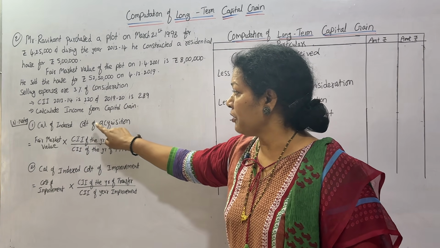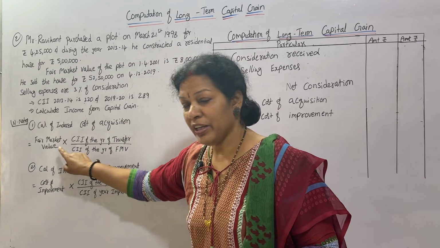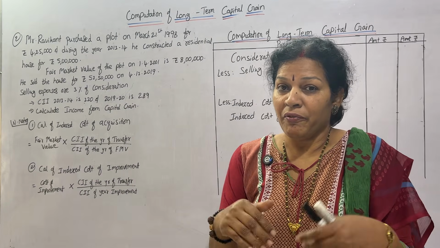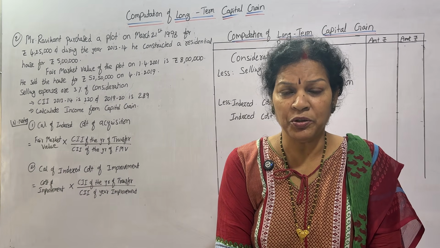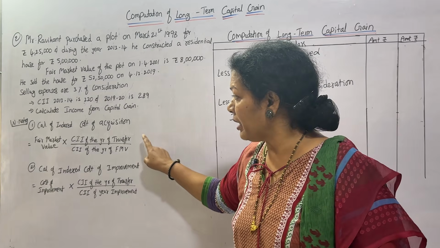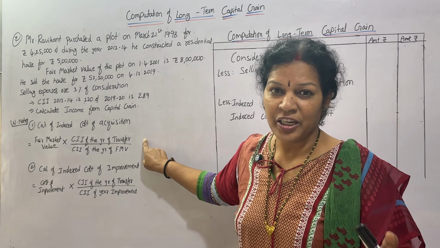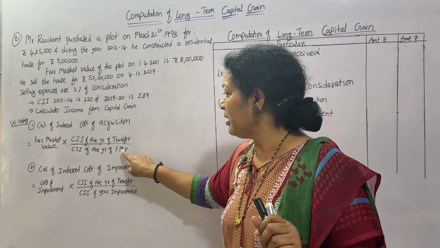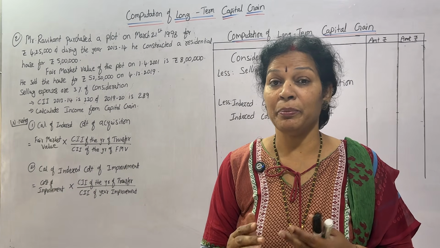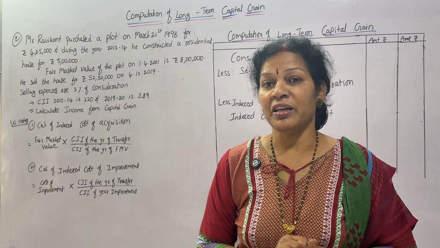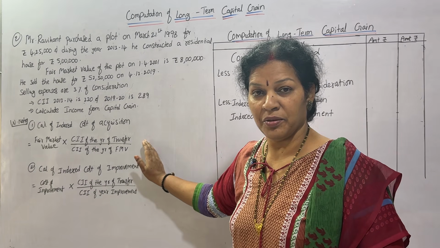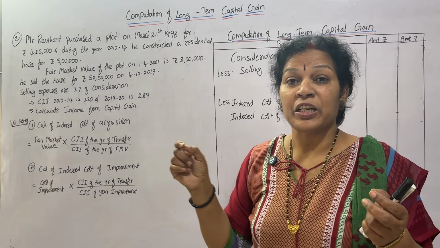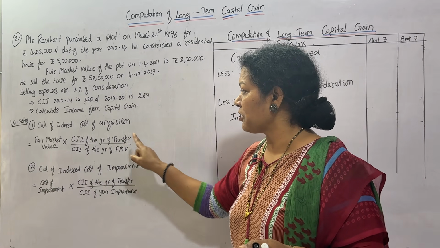Calculation of indexed cost of acquisition: fair market value multiplied by CII of the year of transfer. When you have transferred means when you have sold. That year's CII will be given in the problem, no need to worry. Divided by CII of the year of FMV, fair market value, whatever that year is. Then you will get the indexed cost of acquisition.